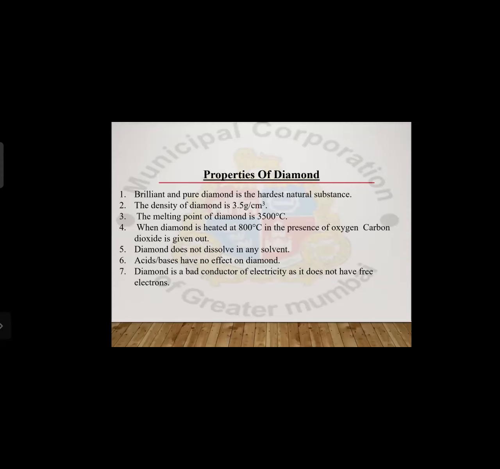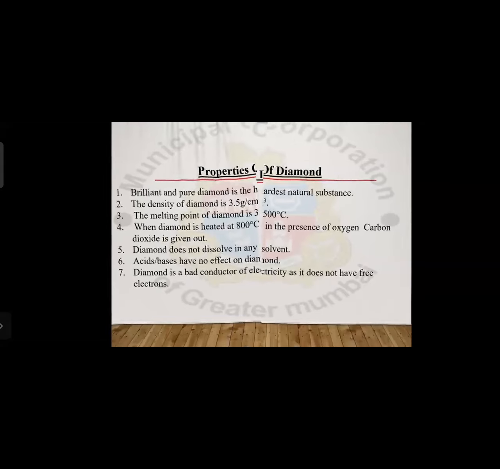The last one is the seventh one. Diamond is a bad conductor of electricity as it does not have free electrons. All those atoms are closely packed together. There is no place in between for the electrons to move. And we all know electricity conducts only when there are free electrons; the electrons flow and electricity is generated. So that's why diamond does not have free electrons, and therefore it is known as a bad conductor of electricity.